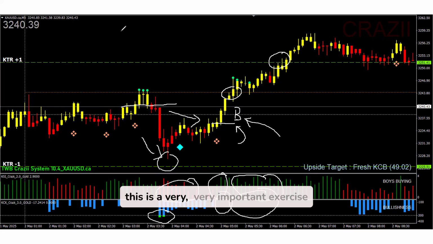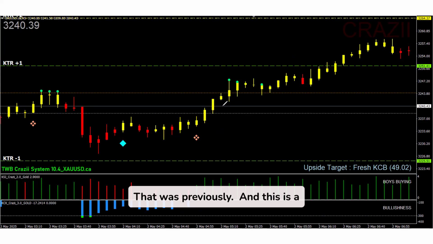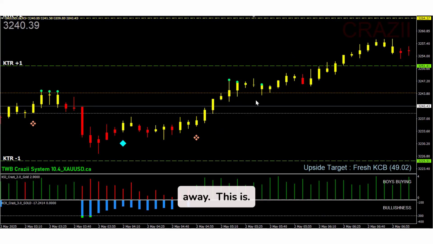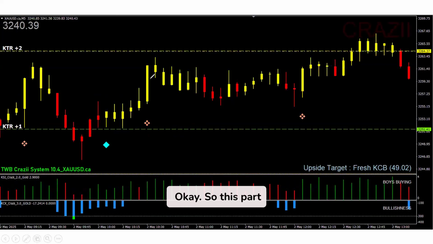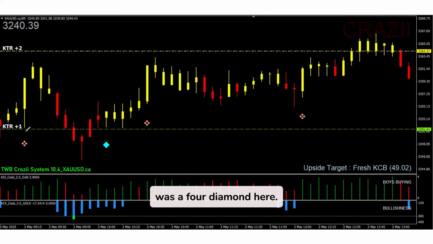All right. So this is a very, very important exercise that you must take note. Then we move forward, and you can see that there was another 4 that was previously, and this is a bigger screen. I can just take that away. This is this. Okay, so this part later. Okay, so later part itself, you can see what happened. There was a 4 diamond here.